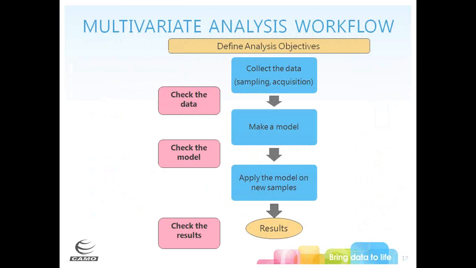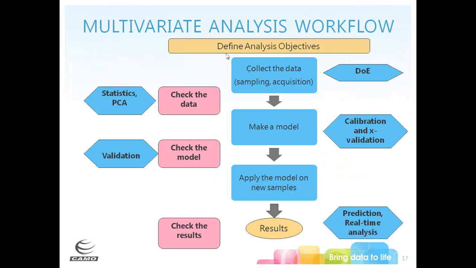One of the important things about multivariate analysis is to follow a logical flow in doing the work, beginning from defining analysis objectives, then to collecting the data, checking the data for its validity, making models, which is an iterative process, checking the model to validate that model so that we can apply it on new samples to get the results. So we use the various tools as we go through our workflow, starting with design of experiments through to prediction and real-time analysis to get our results, where we do our calibration and cross-validation using tools such as PLS and PCR.